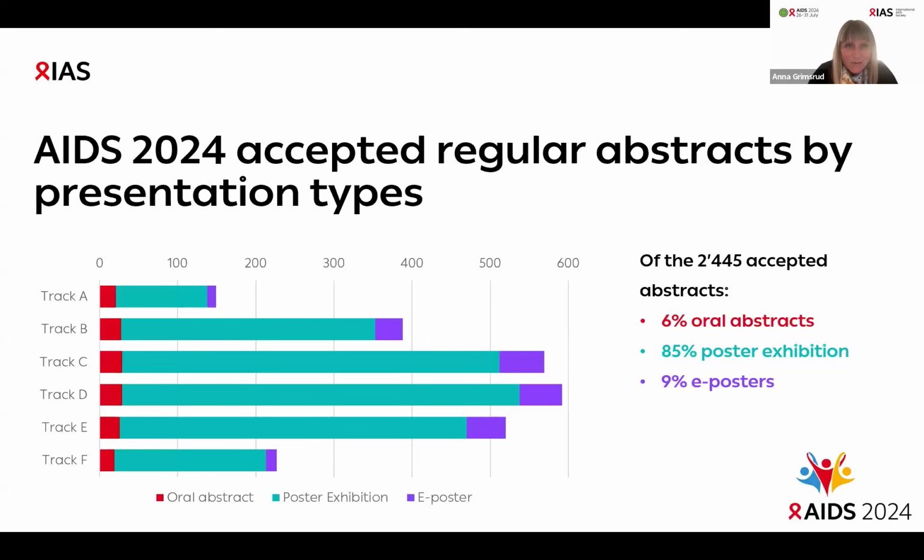So you can see here that roughly 6% of the submissions that were accepted were posters. So you went from, remember, about a third of the papers getting in, and then of just that third, only 6% were actually oral, and the rest were posters, either e-posters or in the poster exhibition. So it's very rare to have an oral abstract accepted, and these are reserved for the highest scoring abstracts and based on review of the track committee.